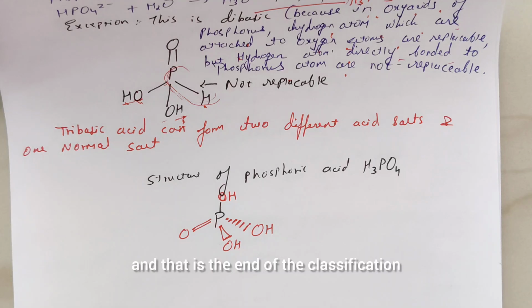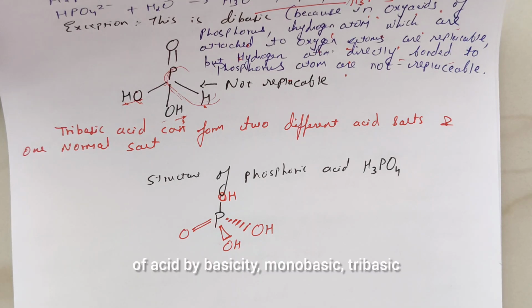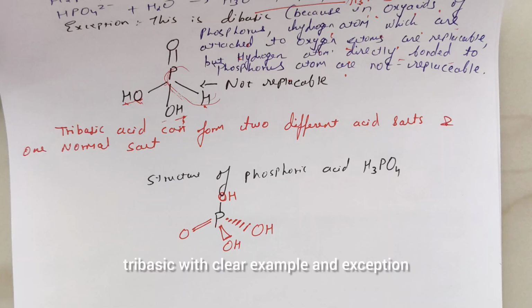And that is the end of the classification of acids by basicity: monobasic, dibasic, tribasic, with clear examples and exceptions. I hope this helps.